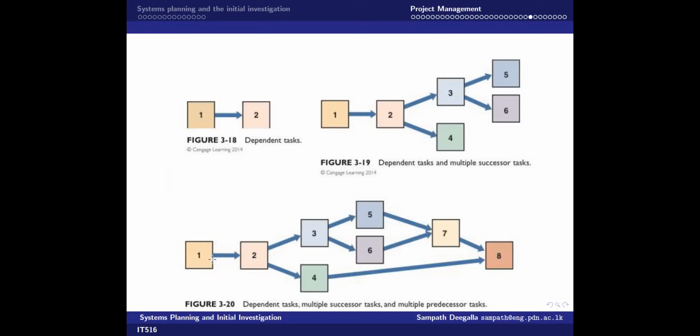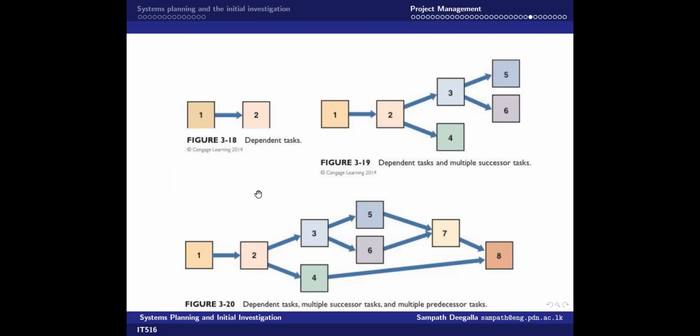So here 2 depends on 1, so you have to complete 1 to go to 2. Then 3 and 4 wait until 2 is finished. And 5 and 6 are waiting until 3 is finished, right? And here 8 is waiting until 4 and 7 are finished. And 7 is also waiting until 5 and 6 are finished, and so on, right? So you can see this.